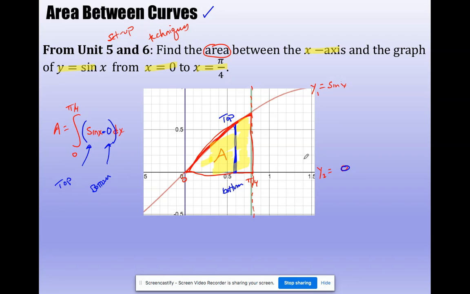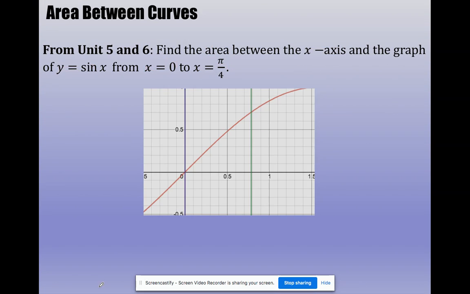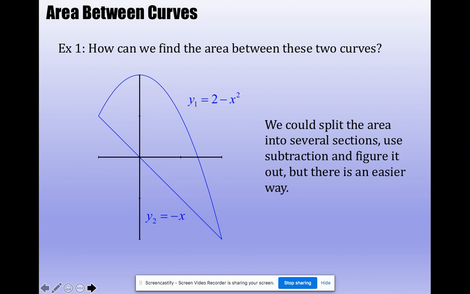So now I'm just going to move that. What if the second curve isn't the x-axis? And I want you to still find the area between the curves. That's where we're going. So look at this picture.